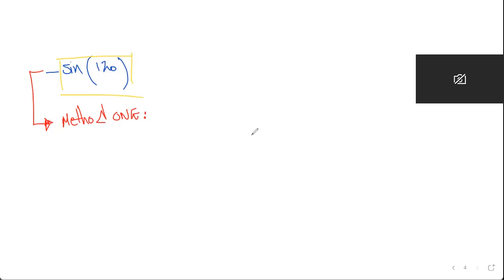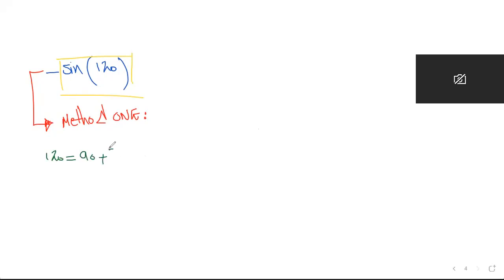We say sine of 120, we haven't seen that before. It's not one of those celebrity angles, 30, 45, and 60. Then what do I do? I say 120 can be written as 90 plus 30. These are the best two angles which we have seen before. Then I say sine of 120 equals sine of 90 plus 30. Am I right? This is the same thing.